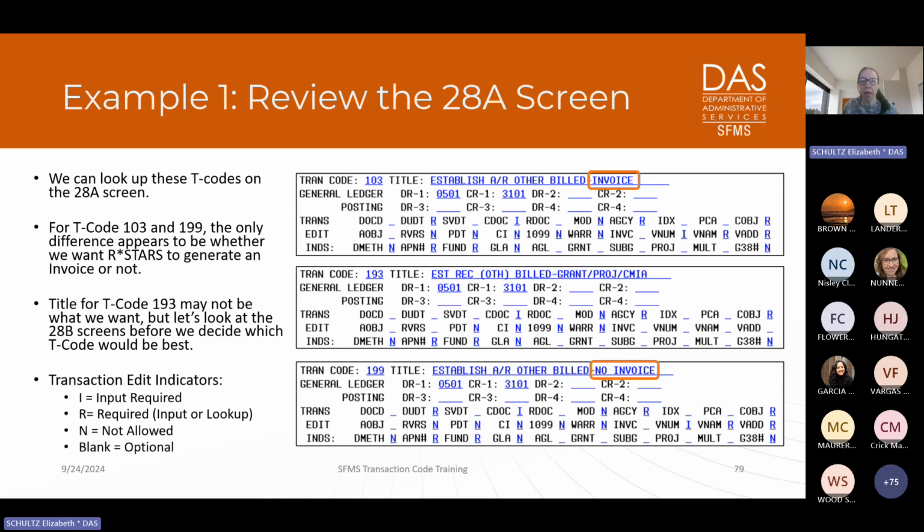We can also compare the edit indicators. They look pretty similar of what's required and what needs to be input. They're all going to require a comp object. So we can move to the 28B screen and see if we can figure out which one is really going to be the best one.